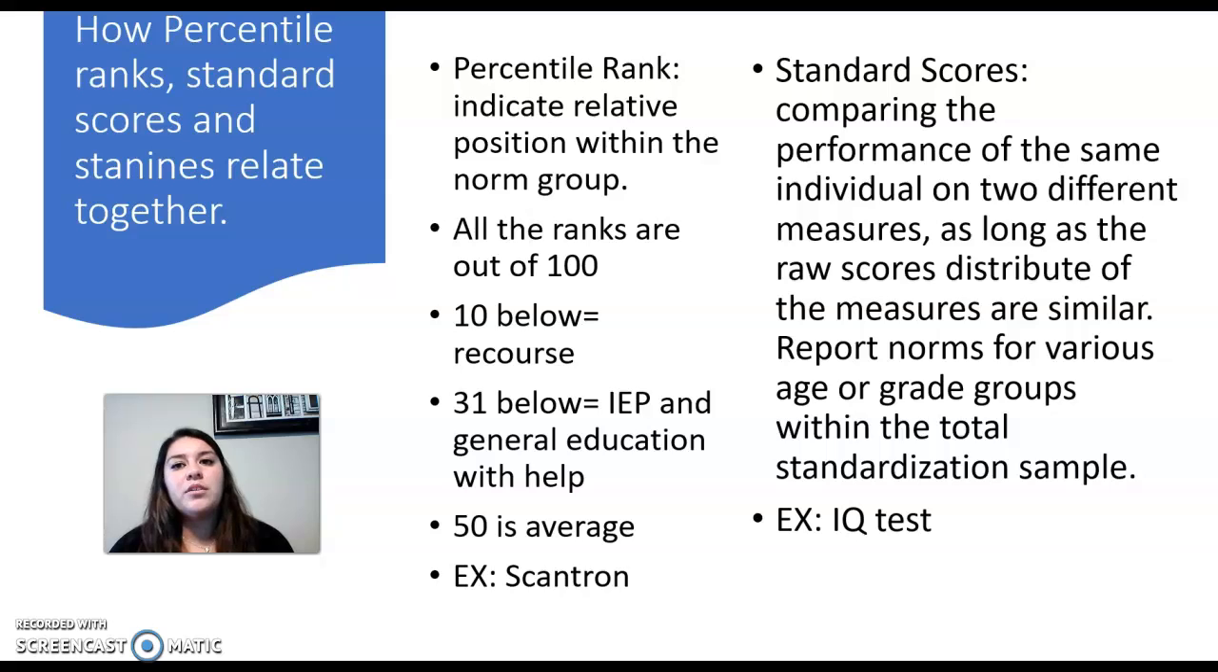For standard scores, it's comparing the performance of the same individual on 2 different measures, as long as the raw score distributions of the measures are similar. They report norms for various age or grade groups within the total standardized sample. So this is an example of an IQ test. The student will take an IQ test, and that student is measured along with other students in that same age and grade.